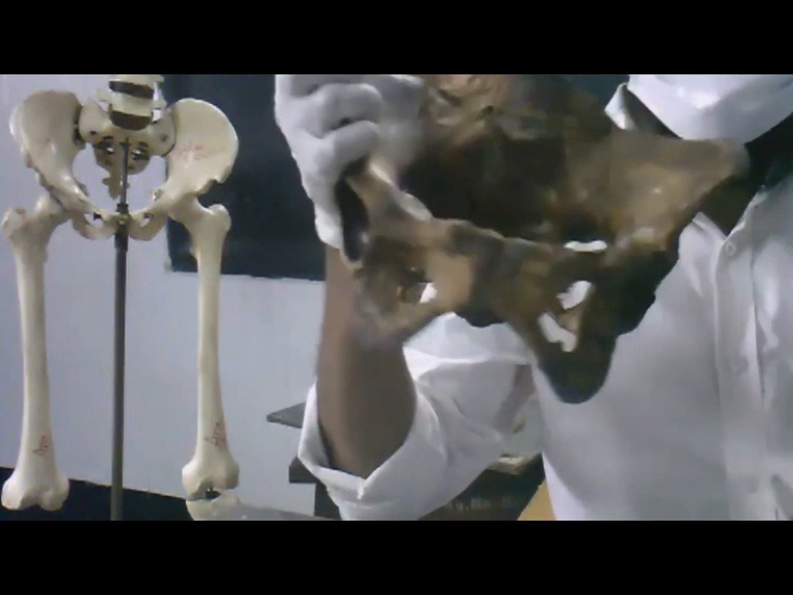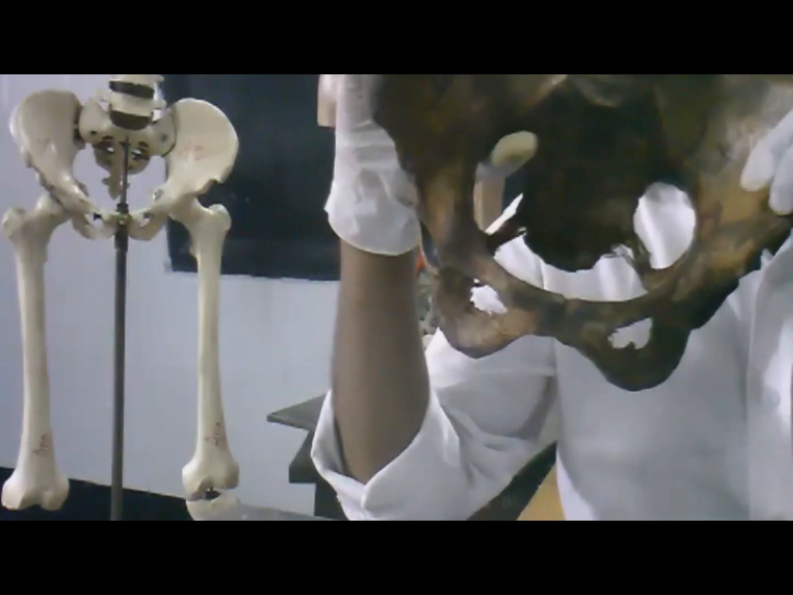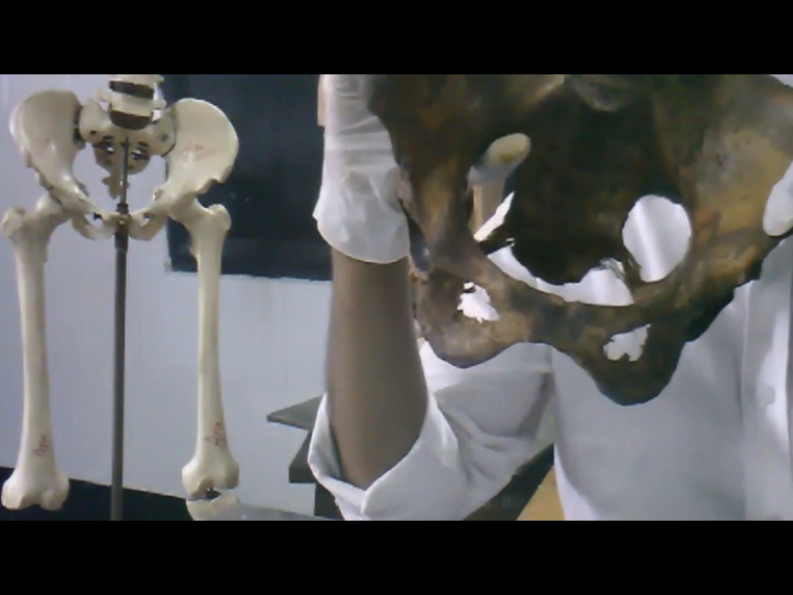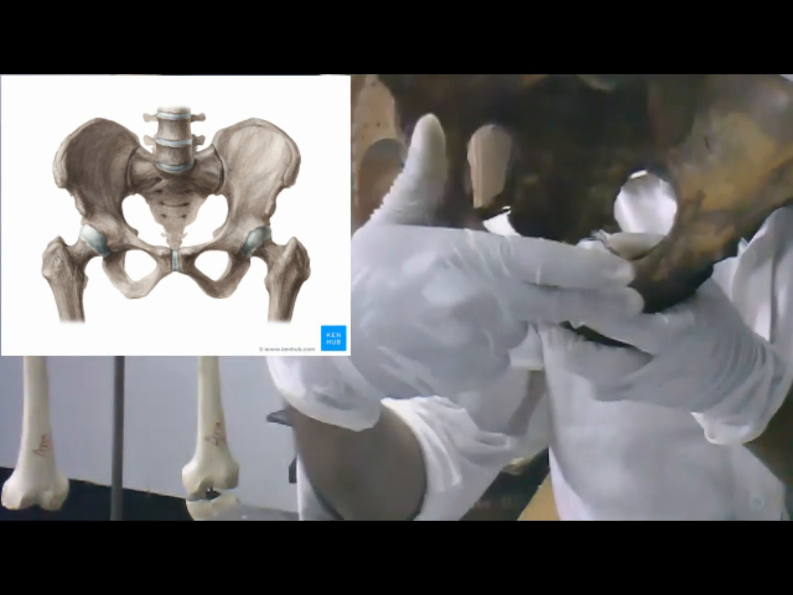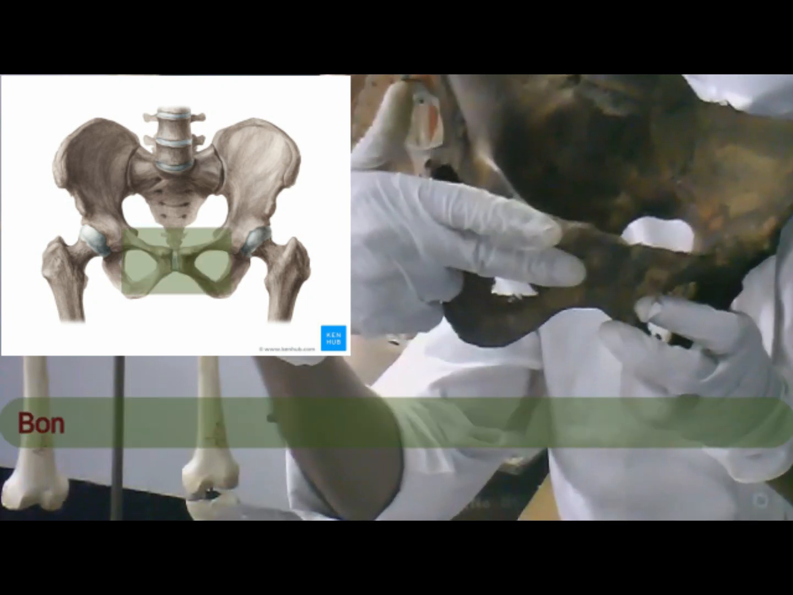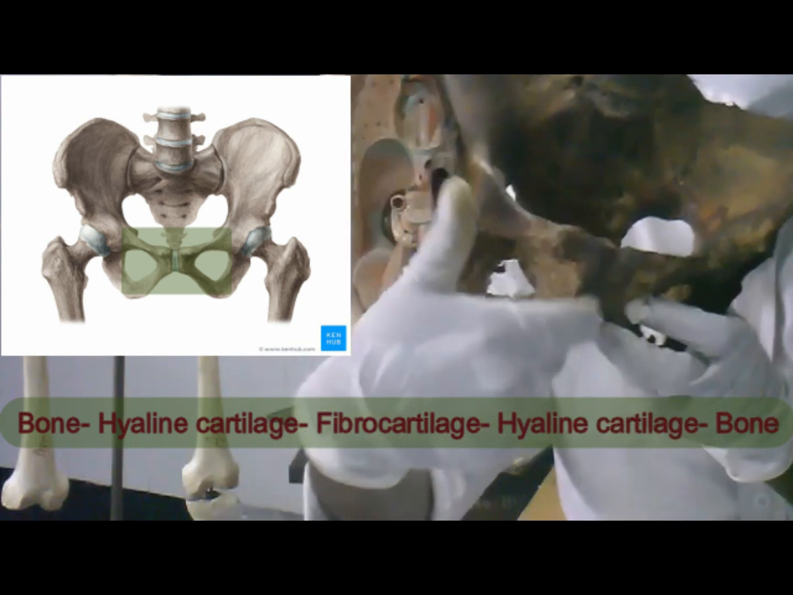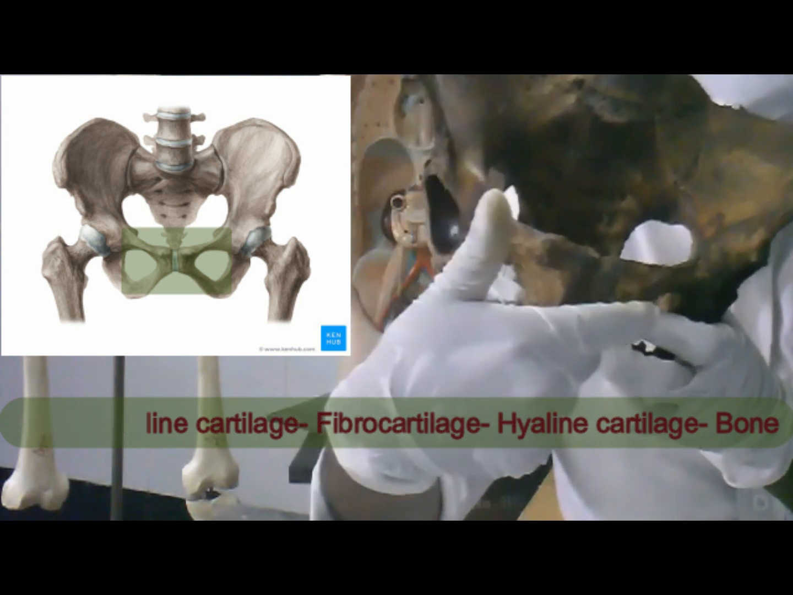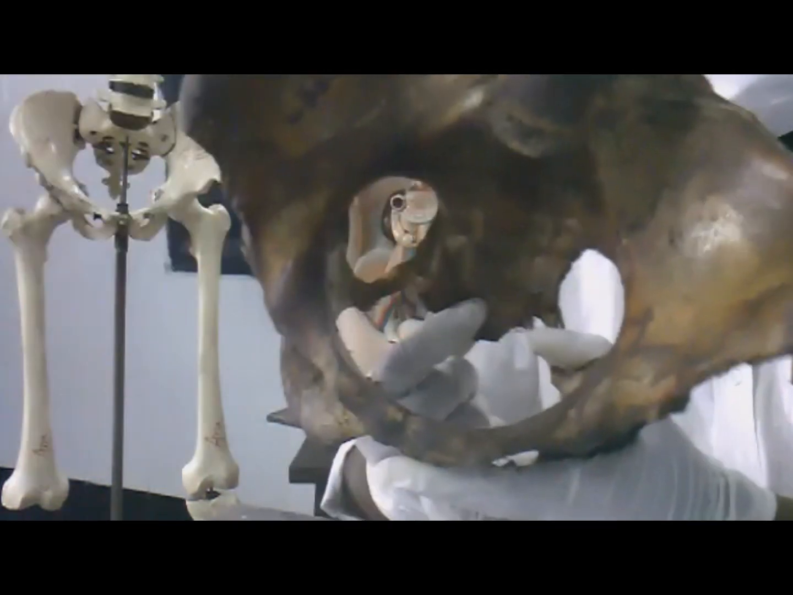Why is it called secondary cartilaginous? Because during development, cartilaginous cells appear later in between the bones, and on each side of the fibrocartilage there is hyaline cartilage. From this side to that side, what structures are present here? Here is the bone, then on the surface of the bone it is lined by hyaline cartilage. At midline there is fibrocartilage, then again hyaline cartilage lines the surface of the other bone, and then the other bone.